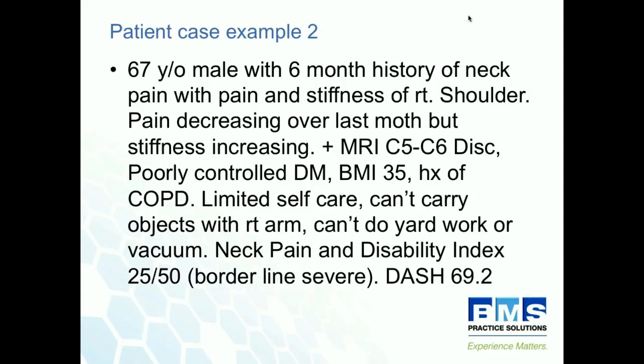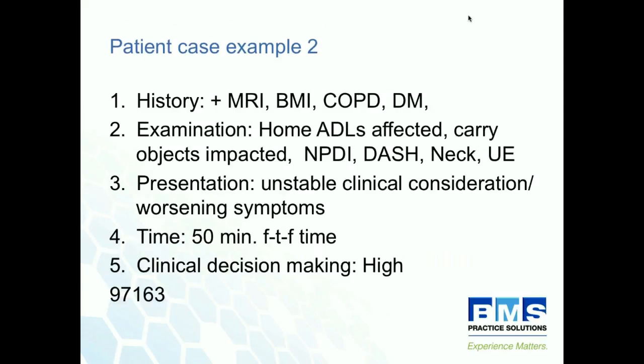He can't carry objects with his right arm due to pain and weakness. Can't do yard work or vacuum. His neck pain and disability index is 25 out of 50, which is borderline between moderate and severe, and his DASH score was 69.2. So when we break this down, we've got 4 personal factors. He's got a positive MRI. He's got a positive BMI for being overweight.